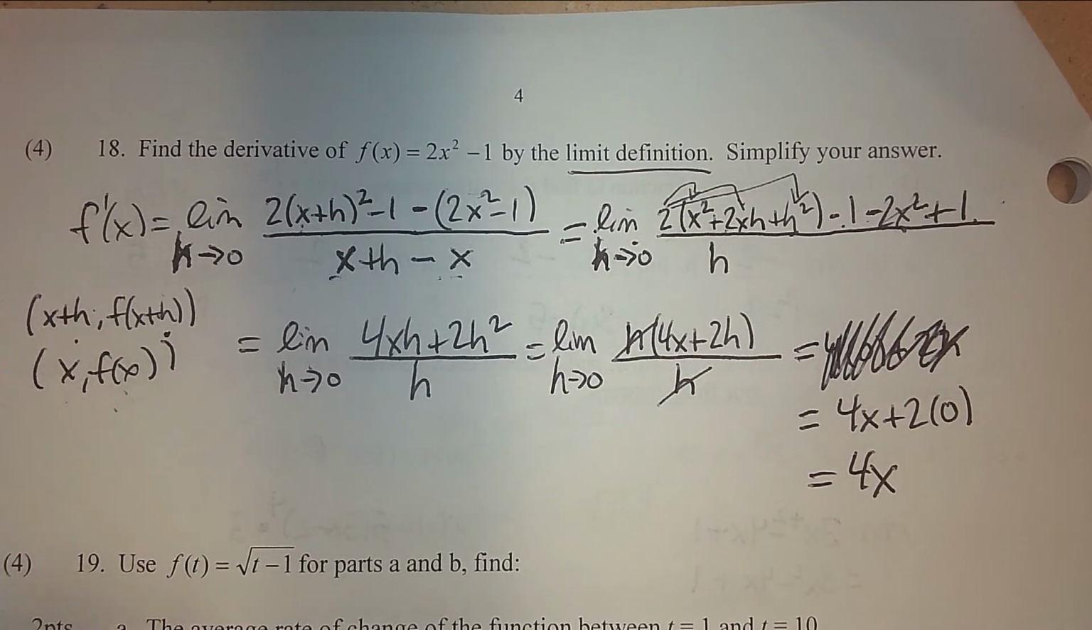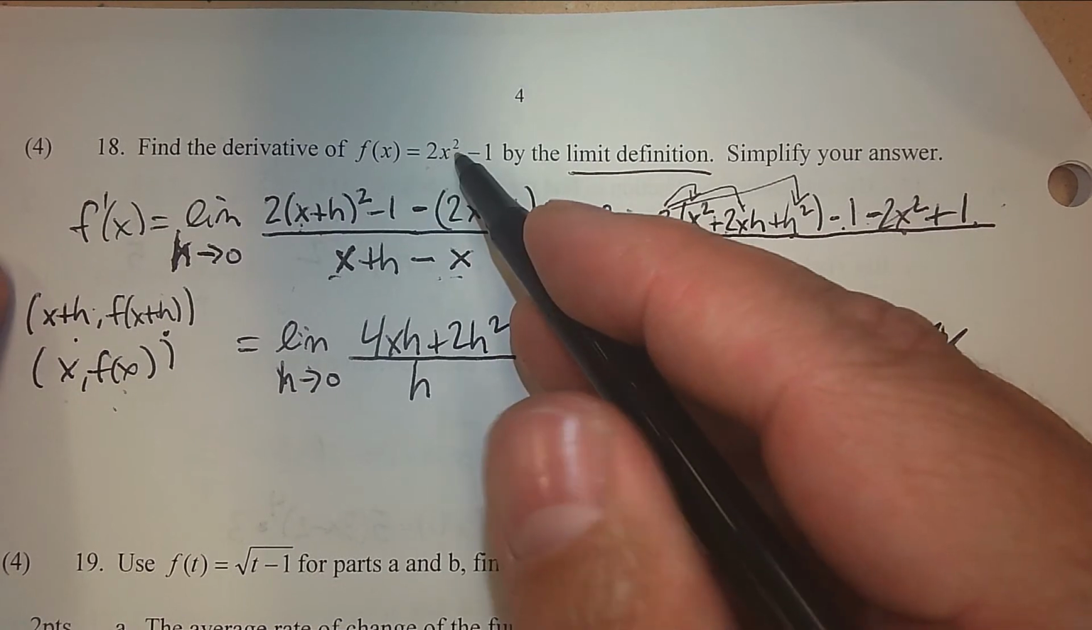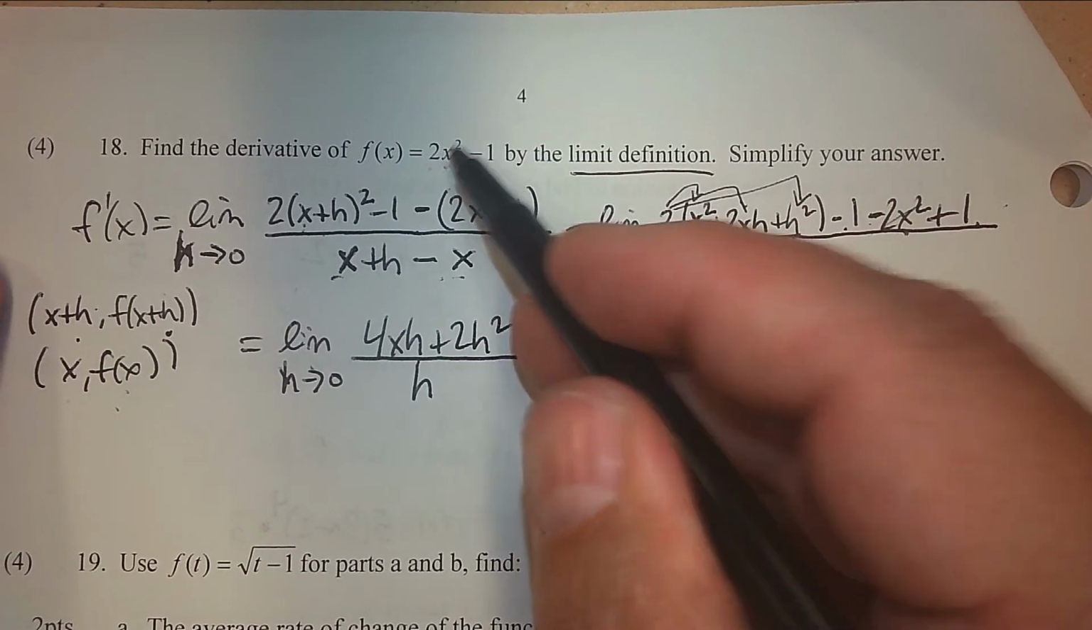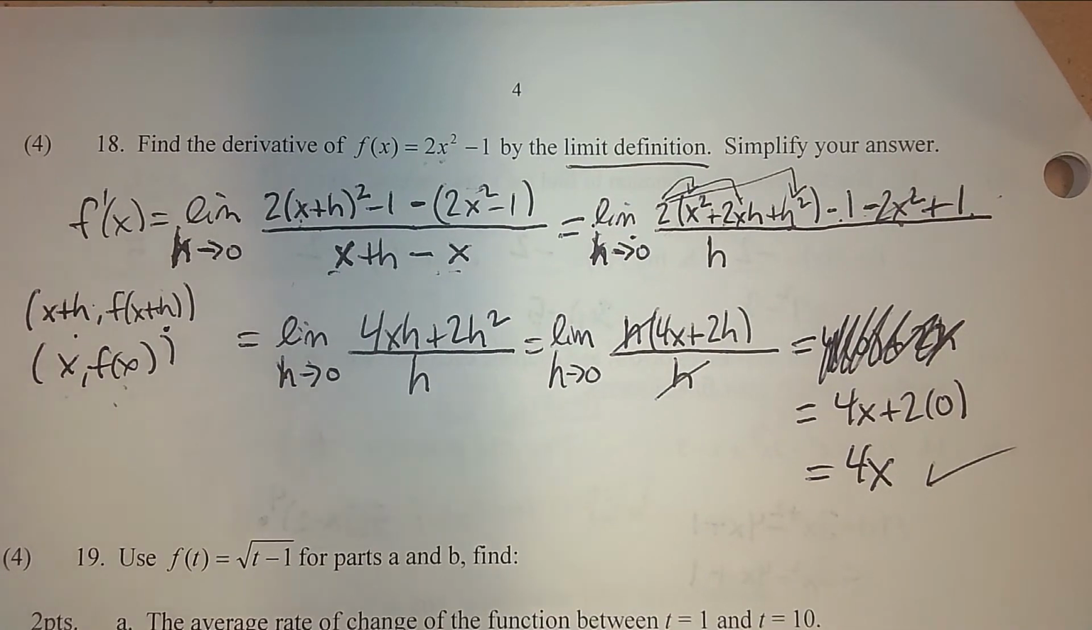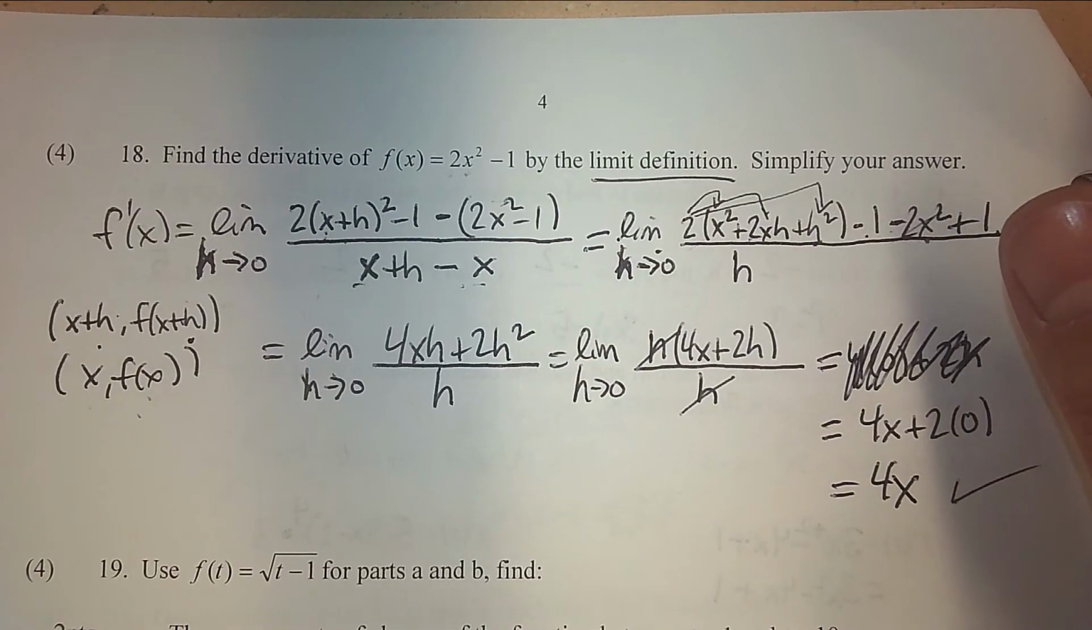We can confirm with the power rule. 2 times 2 is 4. Subtract 1, so it's 4x. And the derivative of negative 1 is 0. So it's 4x. It matches. Good job.